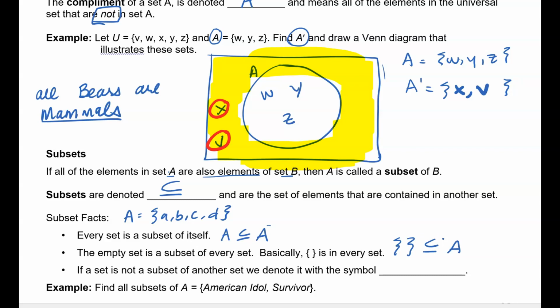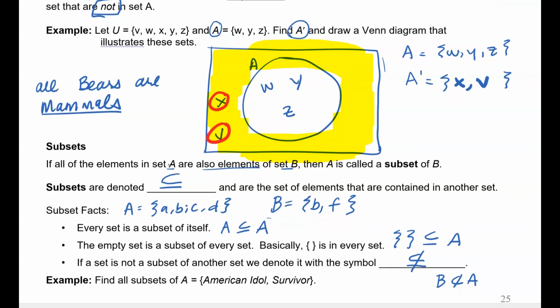And then lastly, if a set is not a subset of another set, we denote it with this symbol. So we use the same subset symbol, but then we just put a line through it. So for example, if we take this example up here, A is A, B, C, D, and let's say I have the set B, which has elements b, f. Now notice b, lowercase b, is a part of A, but f is not. So I would say that B is not a subset of A, because all of B is not inside of A.